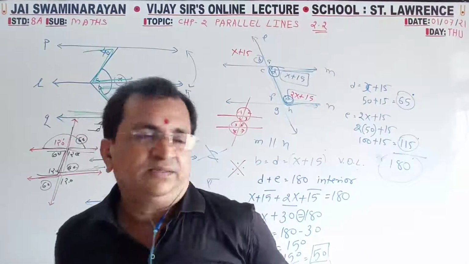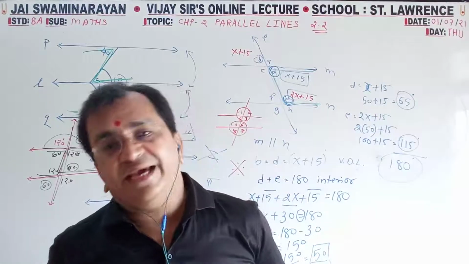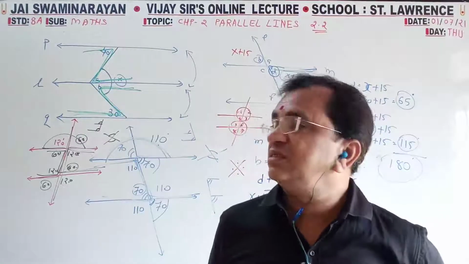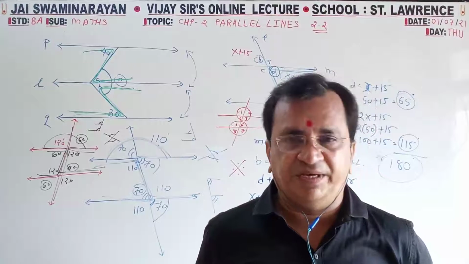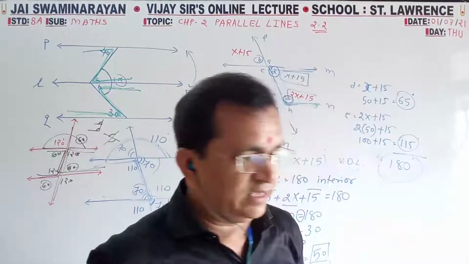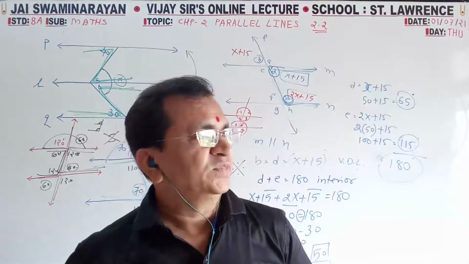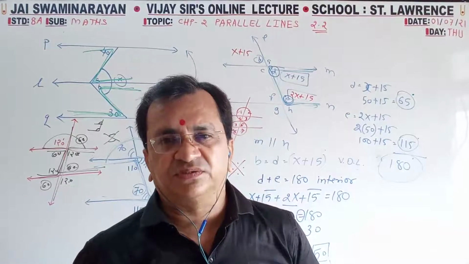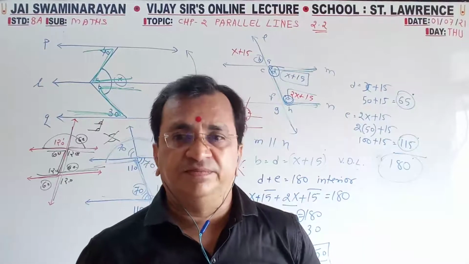Now what remains? Diagrams remain. This is a parallel line topic. So how to draw a parallel line? By using different apparatus, by different methods.